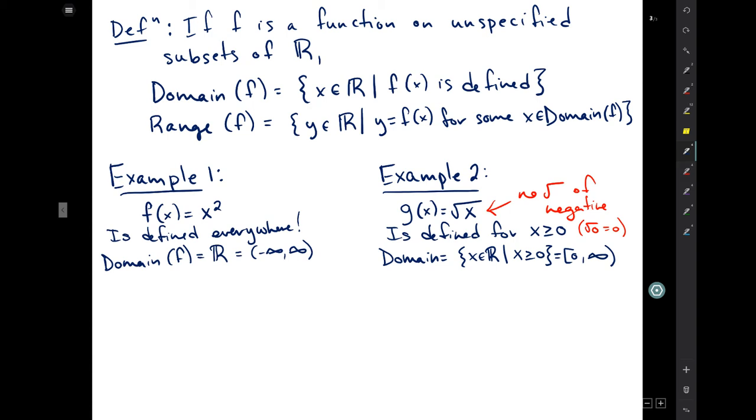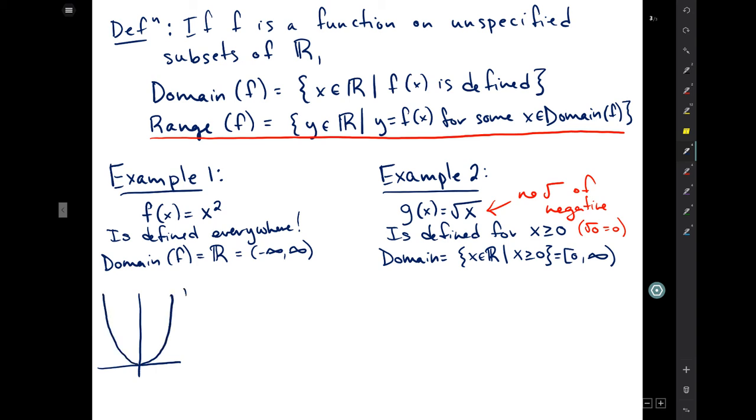So now let's talk about the range of a function. The range of a function are elements y that are equal to f of x for some x in the domain. So they are all of the outputs of my function. Now range is typically harder to compute. The way that we're going to look at it right now is by looking at the graph of the function.